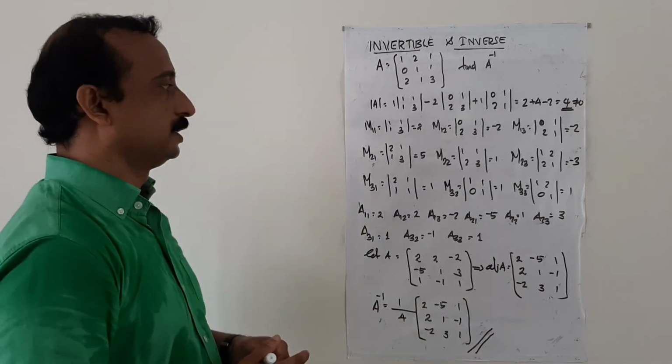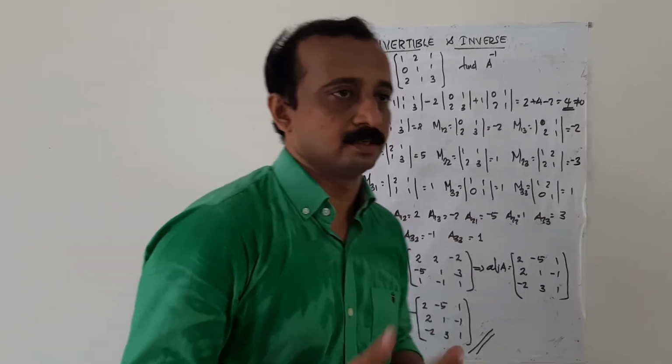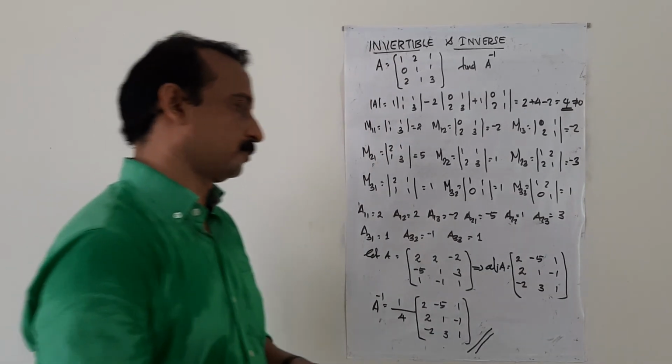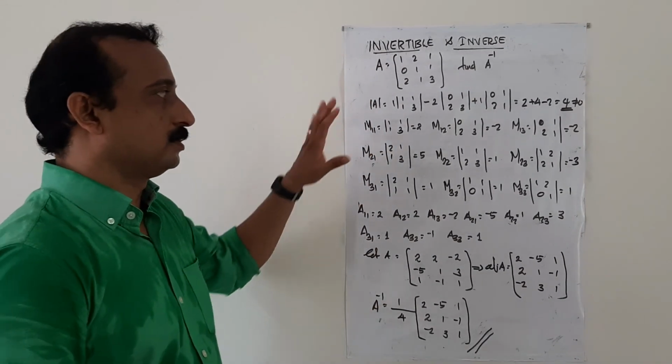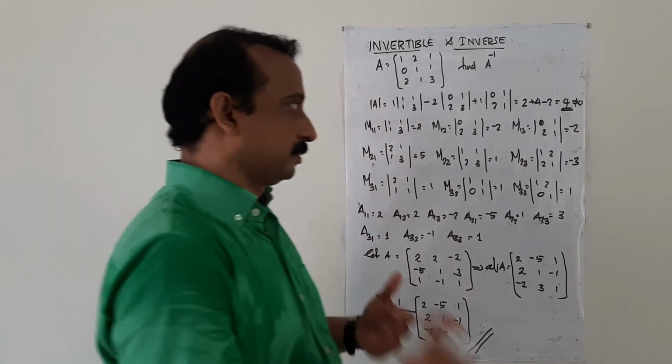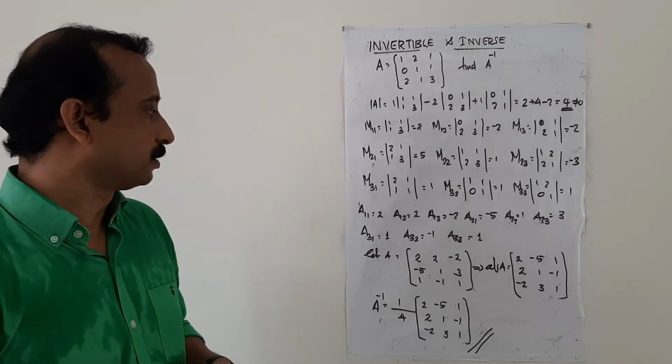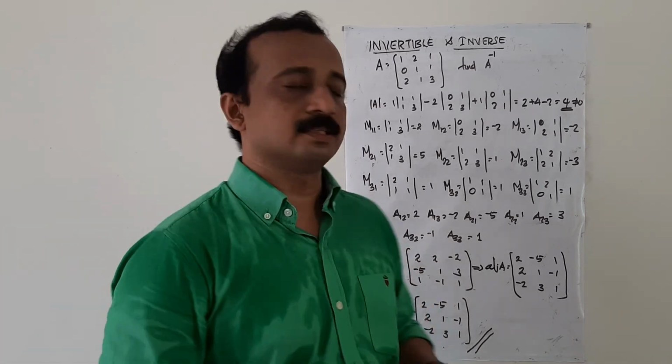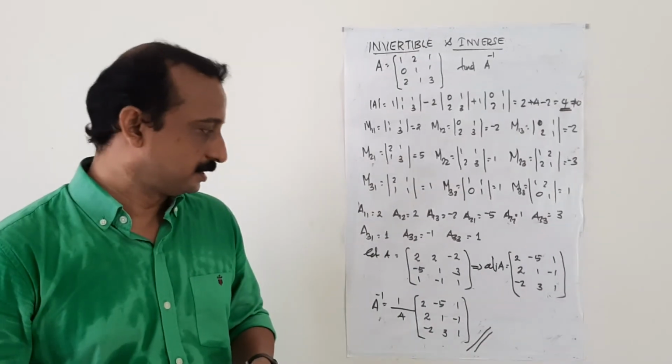That's all. It's a very important result. A inverse is a very important problem, so we will do some more problems based on this topic. That will give a better idea. Then the A inverse formula is adj divided by the determinant of A.